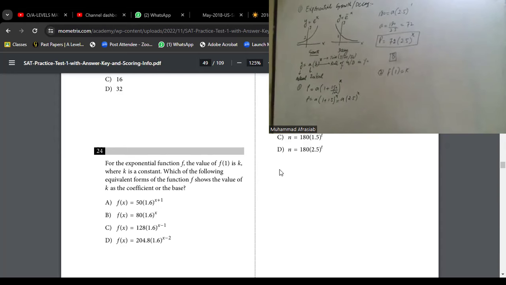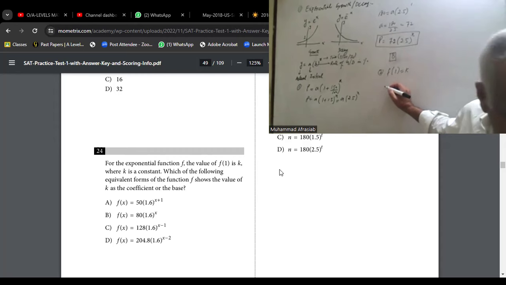If we put in 1, then it will be equal to 50 into 1.6 power 1 plus 1, so it is not true. For B, if we put again x equal to 1, again it is not the coefficient, because it is a multiple of 80 and 1.6. In the third part, if we put x equal to 1, then it is 128 into 1.6 power x minus 1.